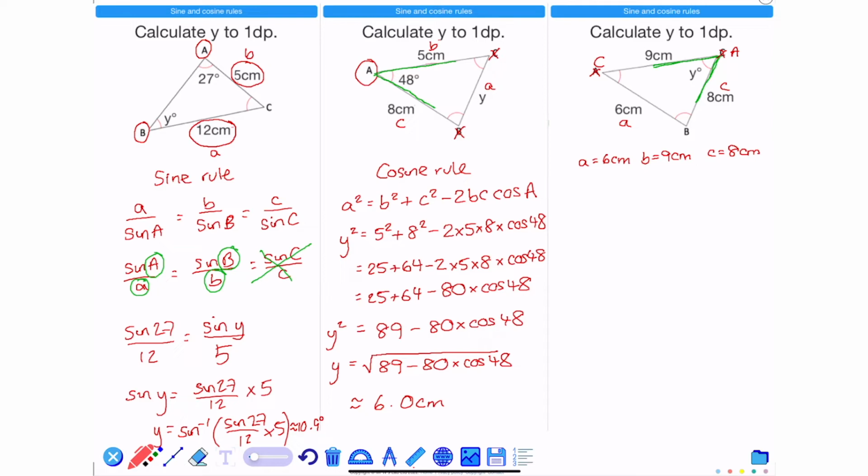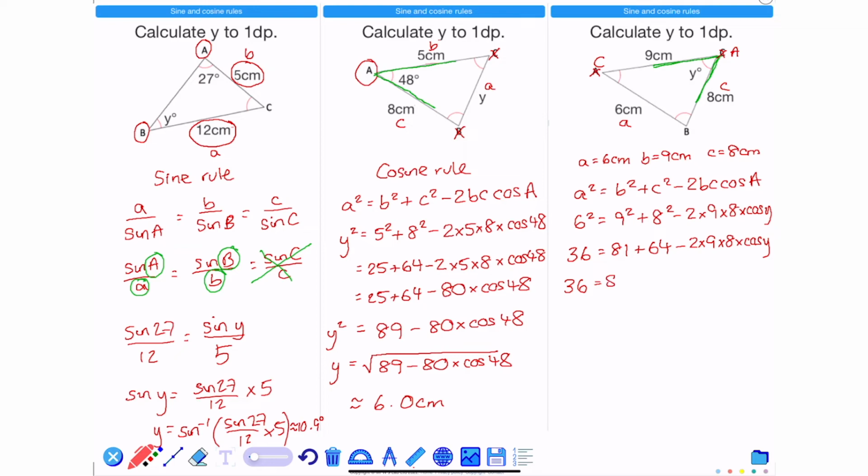I'm going to use the cosine rule for this question. So the cosine rule is a squared is equal to b squared plus c squared minus 2bc cosine of A. Substituting in what I can, a squared will be 6 squared, b squared is 9 squared, plus 8 squared minus 2 times 9 times 8 times the cosine. Evaluating what I can, 36 is equal to 81 plus 64 minus 2 times 9 times 8 times the cosine of y.